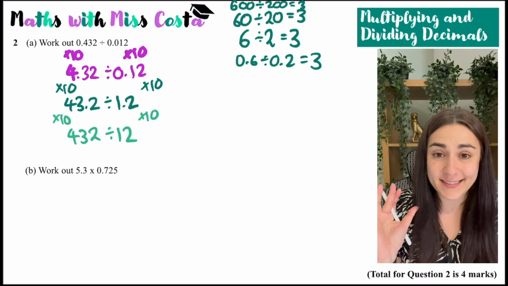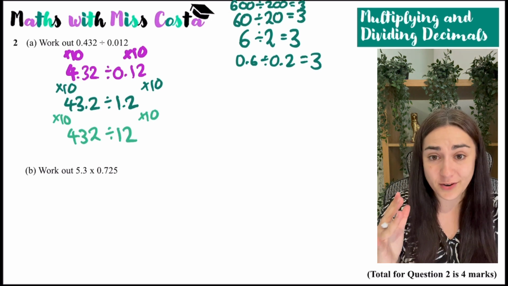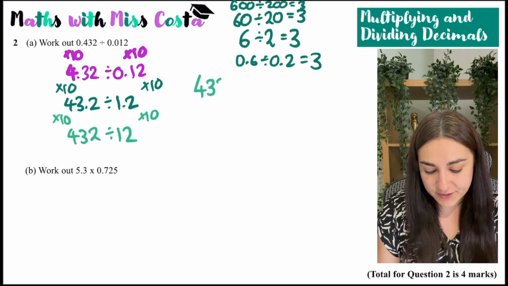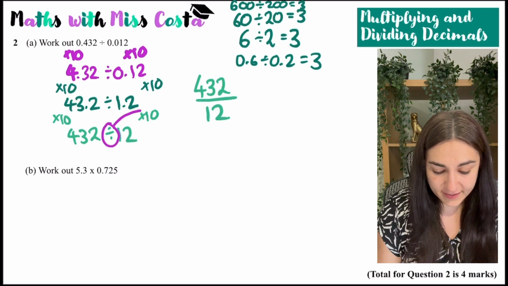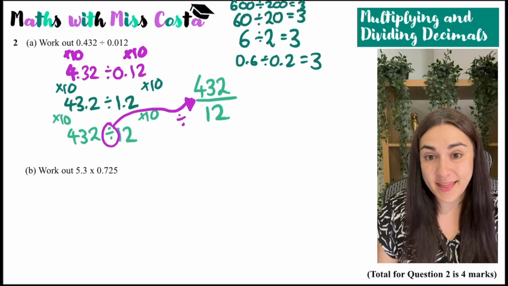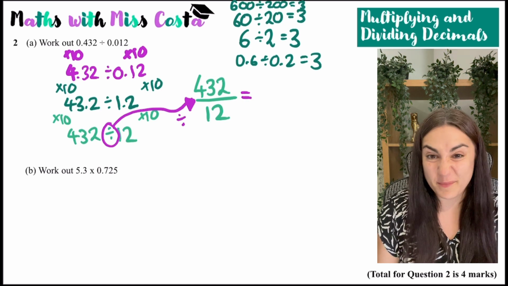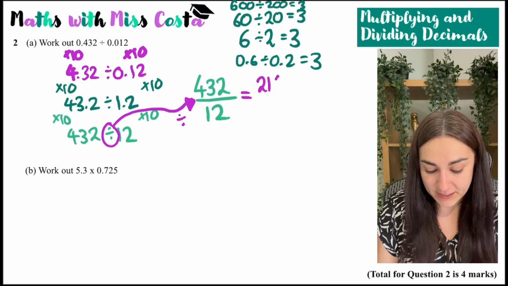But if not, and this is a key division fact, especially for the non-calculator paper, if you don't know how to do the division, turn it into a fraction, because that's all division is. That line here, divide, is what this line here means, divide. So I can then simplify it until it's a number that I'm comfortable with. So 432 divided by 2 is going to be 216, and 12 divided by 2 is 6.